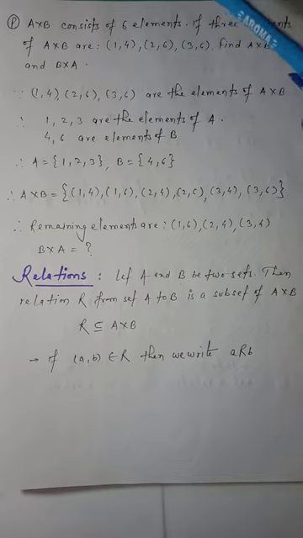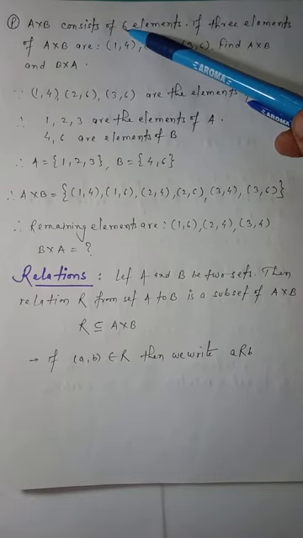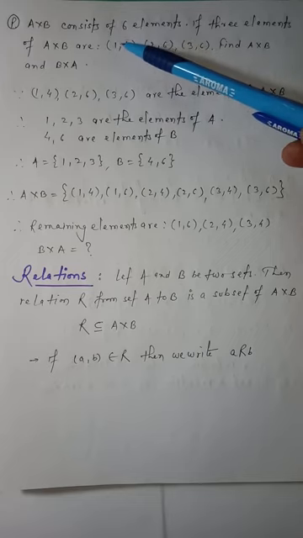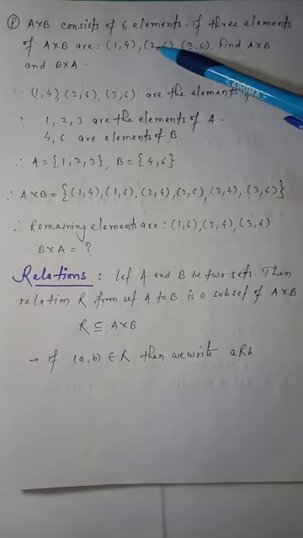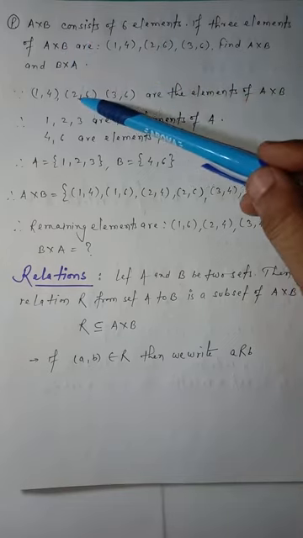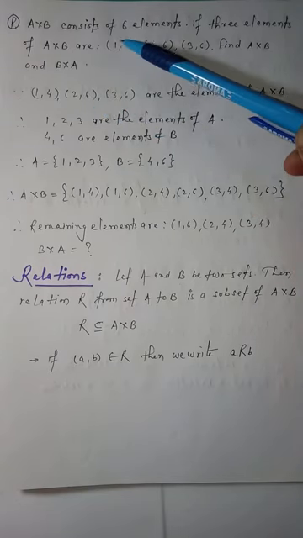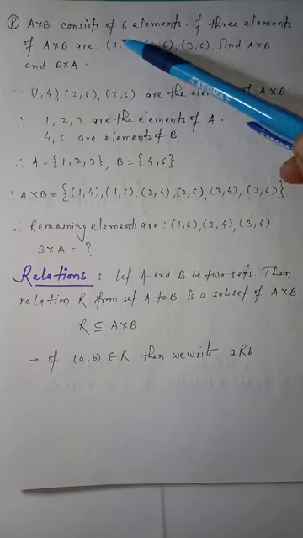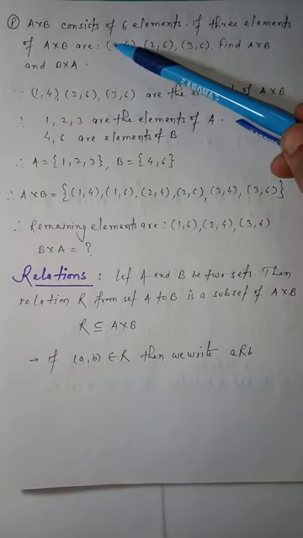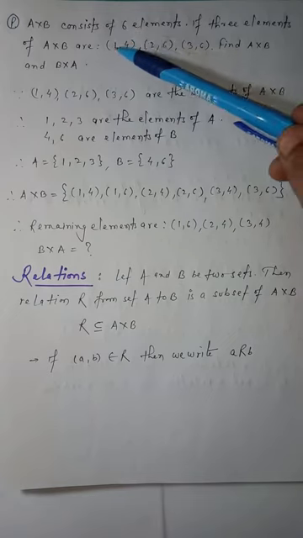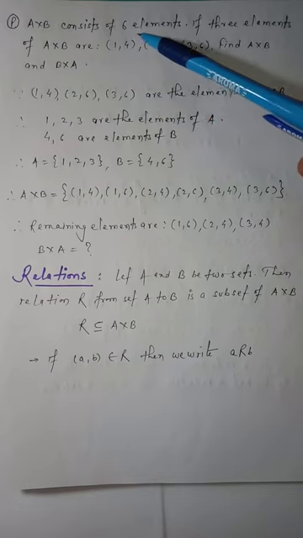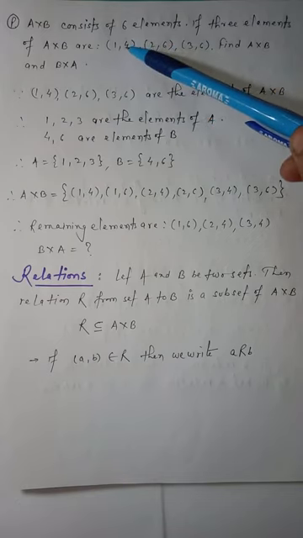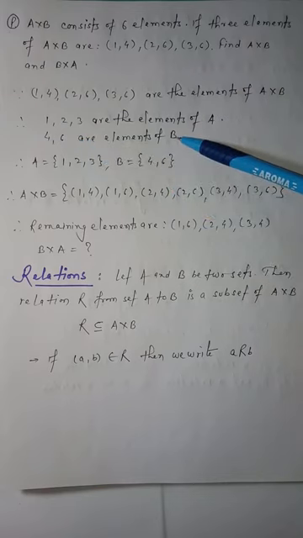So here I am going to apply the concept of A cross B. We know that A cross B has 6 elements, and these 3 elements are given. So these 3 elements are elements of A cross B. It means all the first elements in these ordered pairs must belong to set A. So 1, 2 and 3 are the elements of set A, and in the same manner the second elements of the ordered pairs, 4 and 6, must belong to set B.